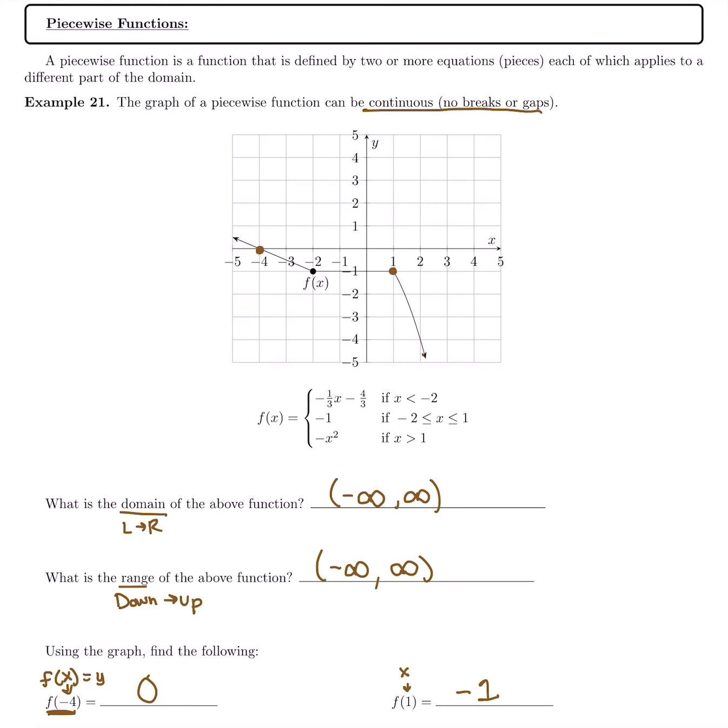So we just plugged in to a piecewise function. Not too bad when you have a picture of the graph.